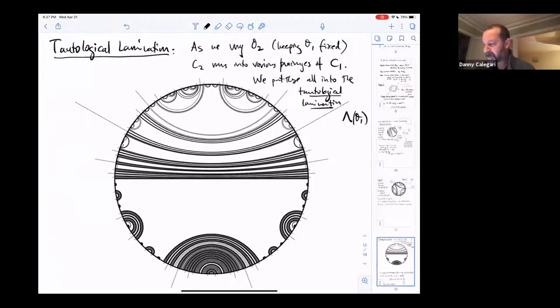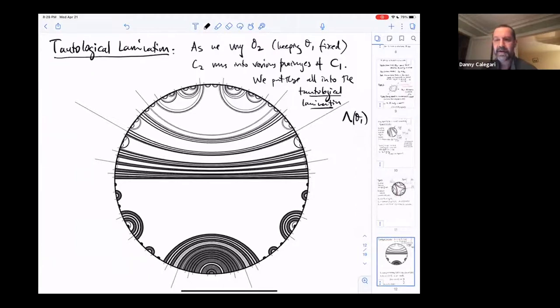So this is a picture. You get one tautological lamination for each value theta 1 of the argument of the longer critical leaf. So the critical leaf C1, remember, has been normalized to have height 1, and its angle is theta 1. And in this picture, I believe theta 1 is something like 2 pi over 9 or something. Anyway, I don't know exactly what it is, but it's some nice rational number.